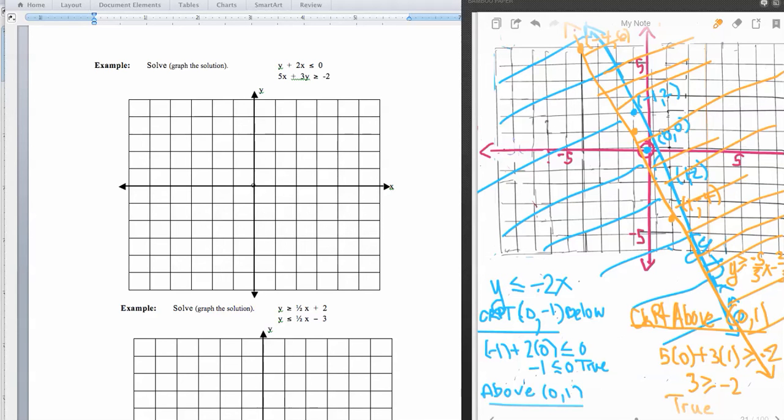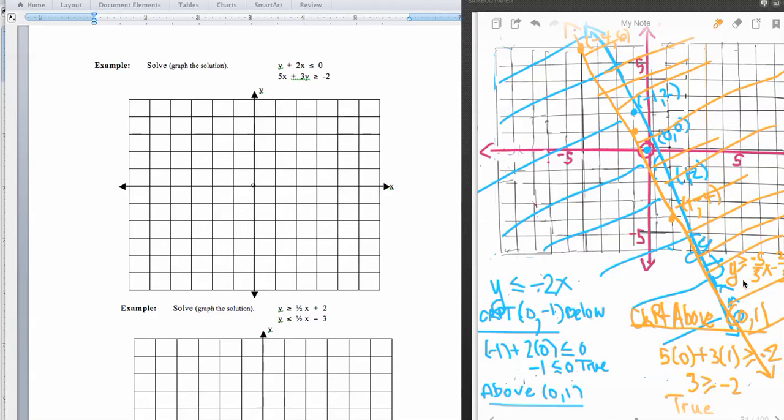Right, this continues section 6.6. This was the system that I had started in the last video, and I finished it here, and we just have to highlight the solution. So I have drawn in this boundary line, and I've done my checkpoints.